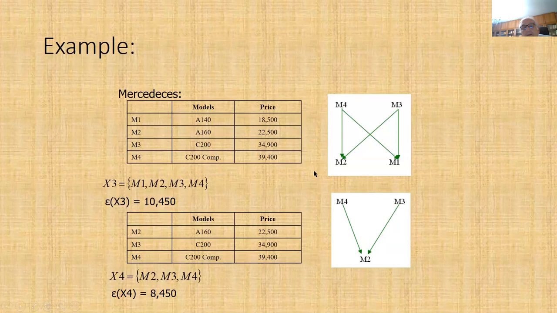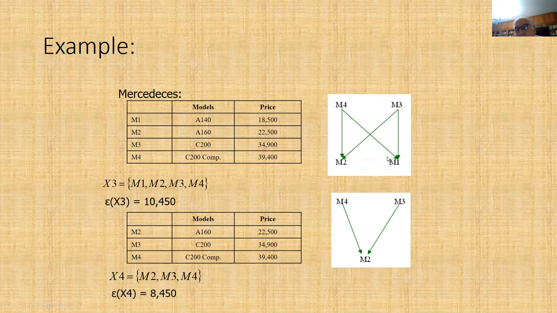Let's go further and consider another example. And again, you see, these car models were taken in 2002 when I wrote a book, and these prices are from that period. If we consider these four cars with these prices and the same definition of epsilon, we construct this binary relation, we get this type of binary relation: M4 and M3 are better than M2 and M1 both, okay?